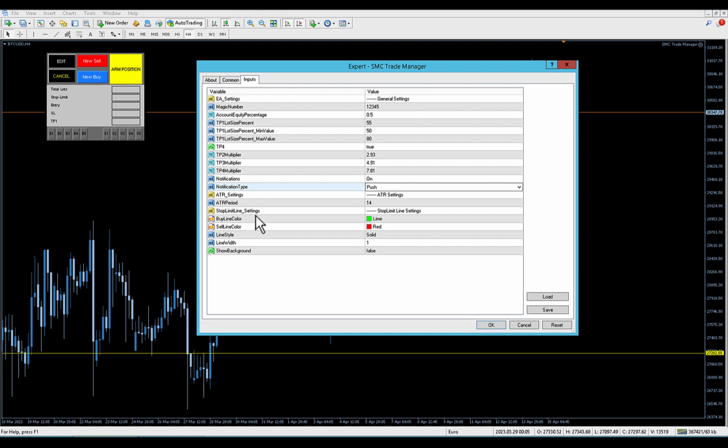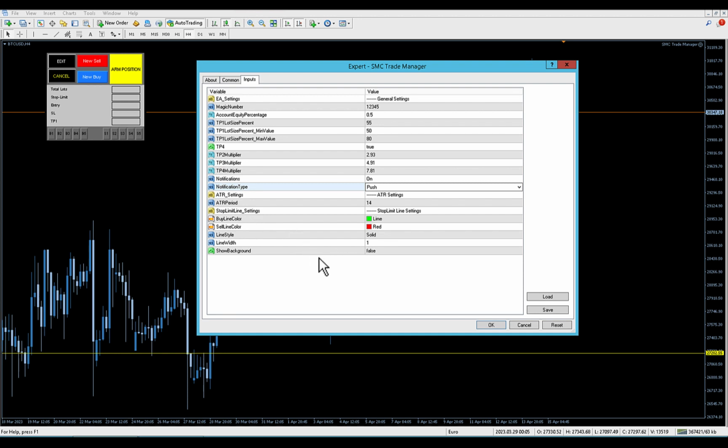Now, stop limit line settings are only the appearance of your stop limit if you want to use it. If you don't know what a stop limit entry is, you can Google it. This type of entry you can set on MetaTrader 5 and not on MetaTrader 4, but this expert advisor will allow you to set stop limit entries on MetaTrader 4.